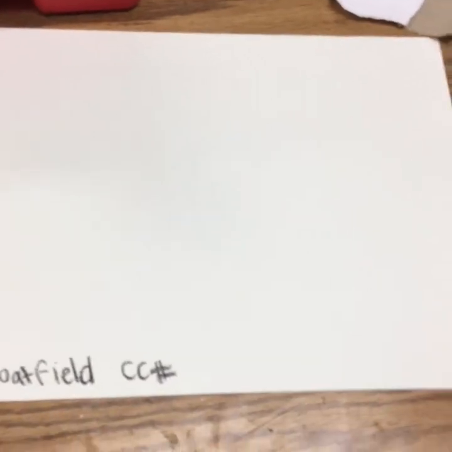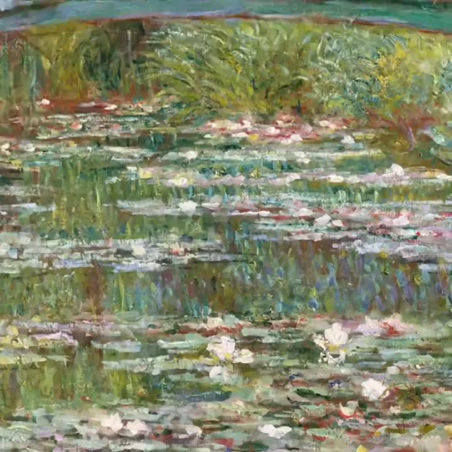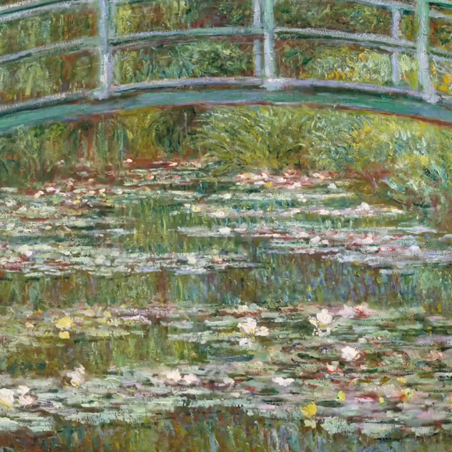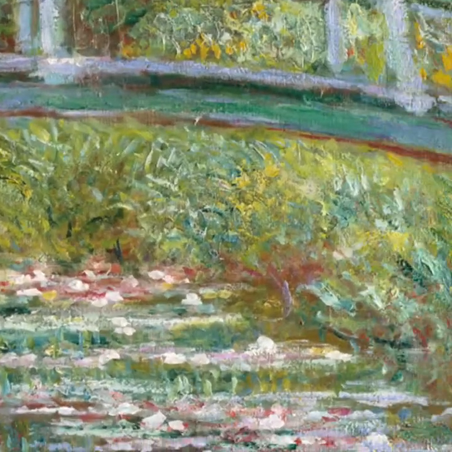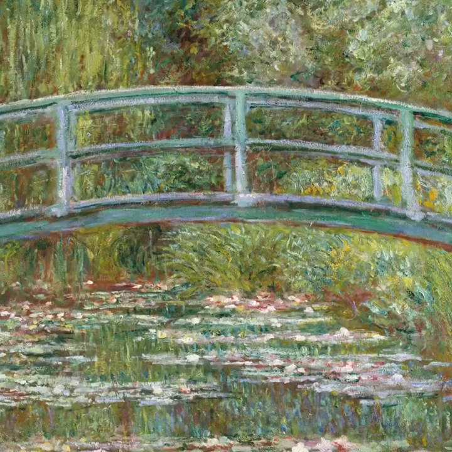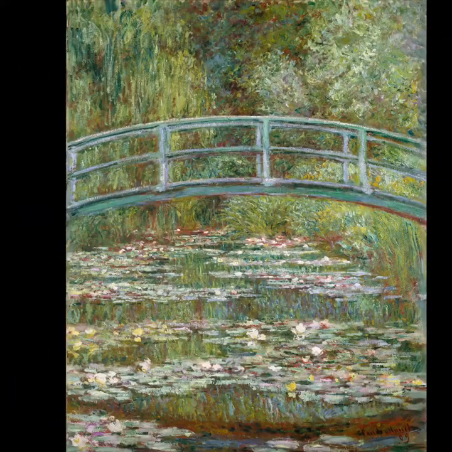Awesome. So what we're going to do is paint the water lilies and the foliage of our pond. That means we're going to paint the little plants that grow on the water, and then we're also going to paint the little bushes that grow on the side of the water for our pond. Later on, we'll add a bridge. Don't worry about that today. We will do that another time.